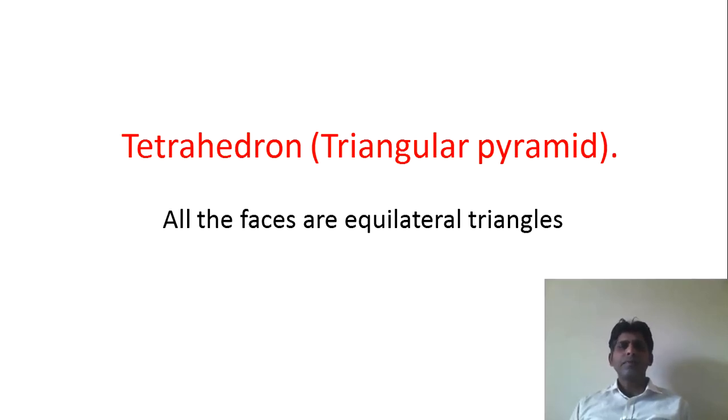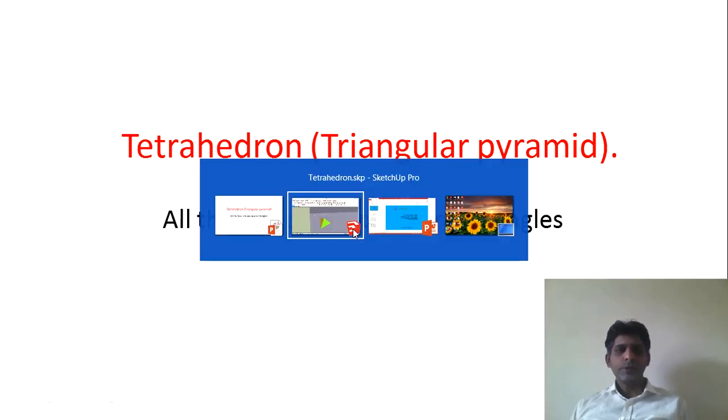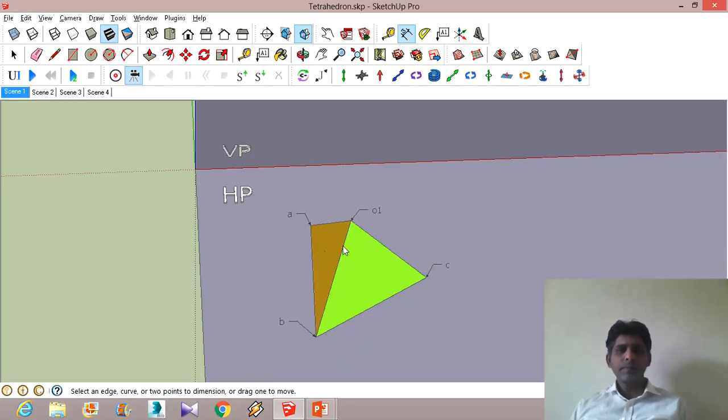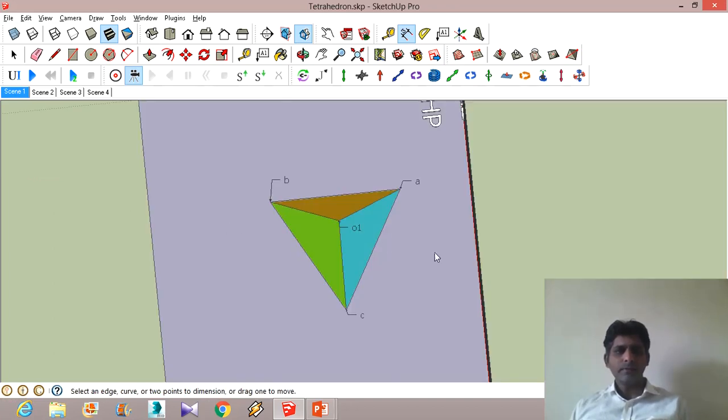In this video, we will be solving a problem on a tetrahedron, which means it is a triangular pyramid. All the faces of this solid are equilateral triangles. Let me just show you the visualization so that it will be more clear. You can see that this is a triangular pyramid.